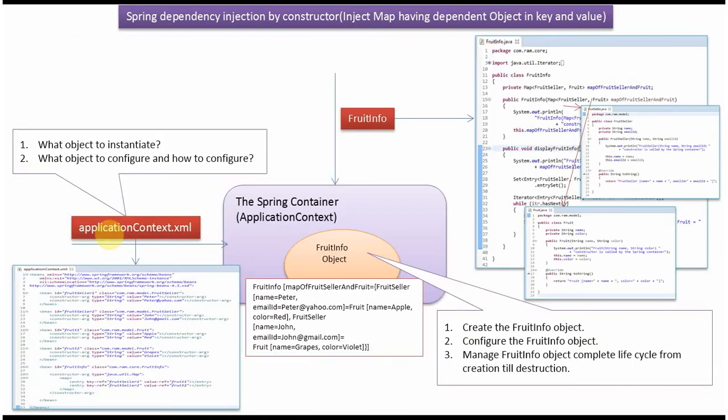What object to instantiate, what object to configure, and how to configure, this information will be there in the Spring configuration file. In this example, we have specified using constructor dependency injection that the Spring container should create fruitSeller1, fruitSeller2, fruit1, fruit2, and fruitInfo objects. The Spring container reads this Spring configuration file, creates the fruitInfo object, configures it, and manages the complete life cycle of the fruitInfo object.